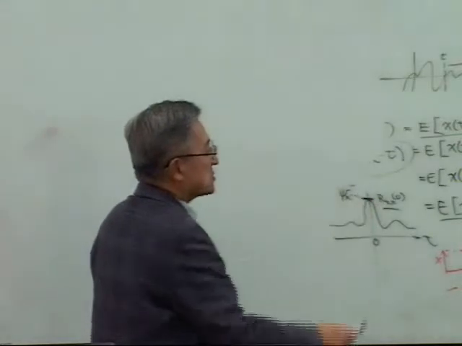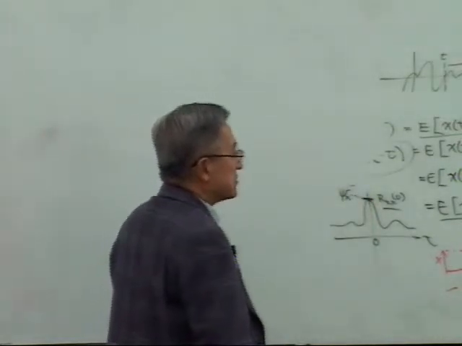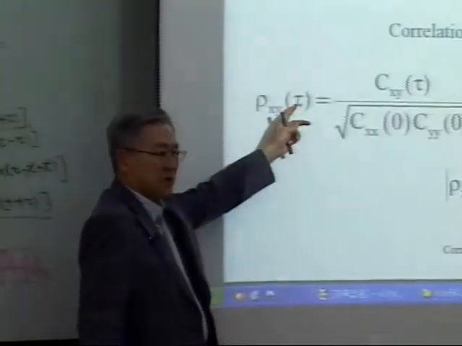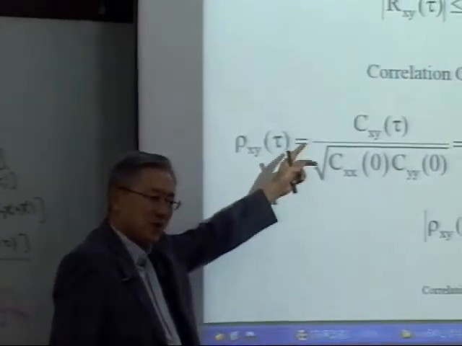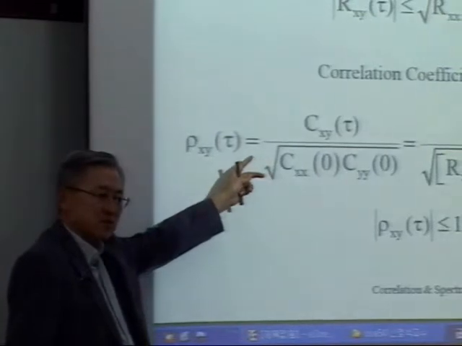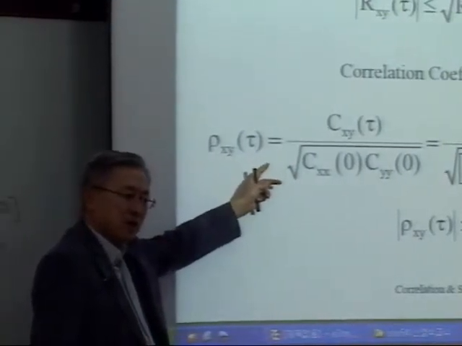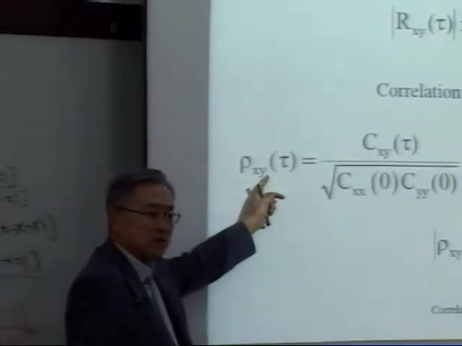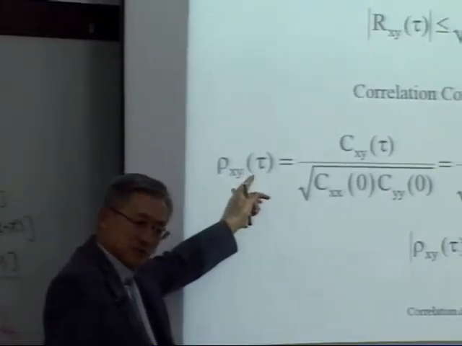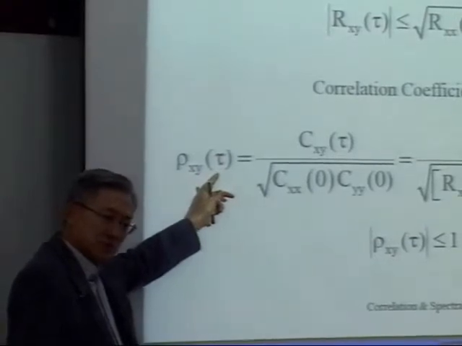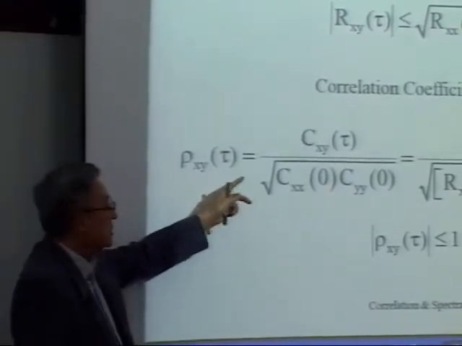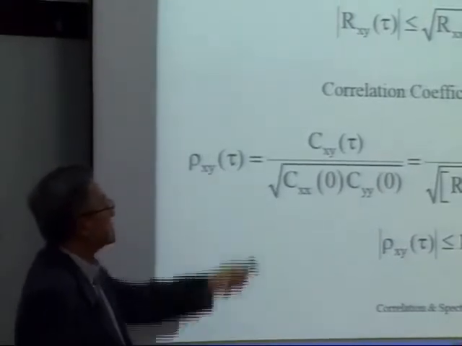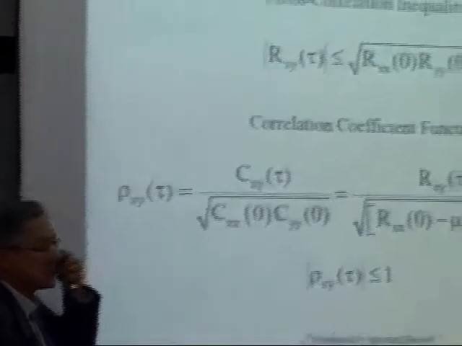The middle one is the correlation coefficient function. When you put the tau in there, you give it the name function, okay? This is the tau domain function, rho xy, the correlation coefficient. When you put the tau, then it's a function. Correlation coefficient function. Okay?